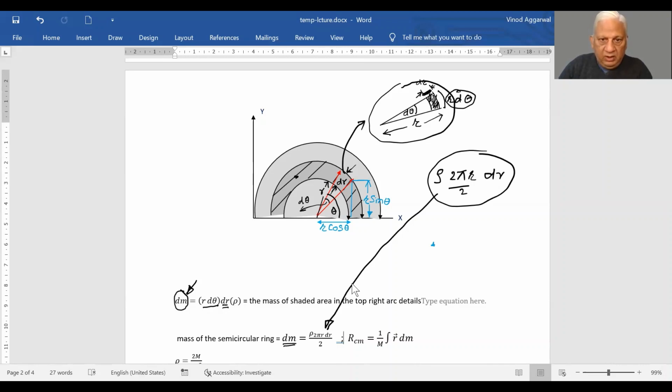Okay, and if we integrate, what will be our center of mass? The center of mass will be, as we mentioned again, the summation of all radial vectors into their mass, integrated over all the particles. Okay.